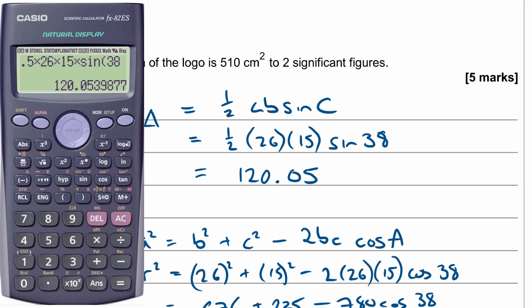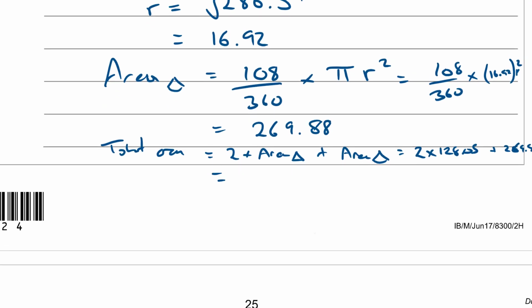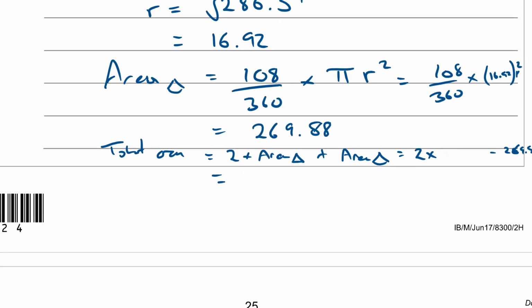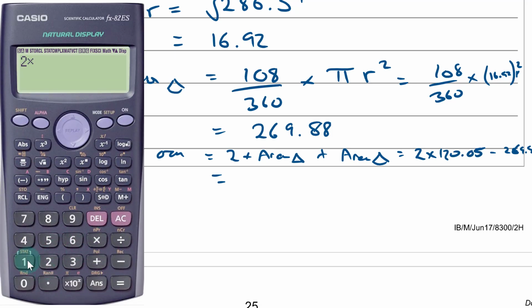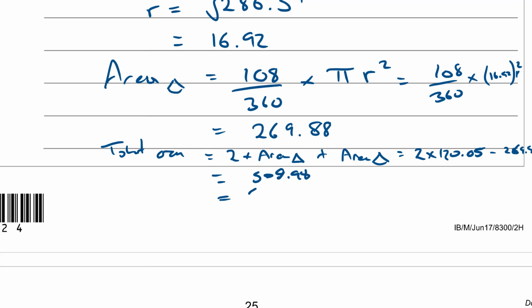120.05 there. Now luckily that doesn't change any of my other answers all the way down to this point here. That one there should be 120.05. So let's just type that in again. 2 times 120.05 plus 269.88. Oh, that's much better. That gives me 509.98, which definitely does round off to 510 to 2 significant figures.